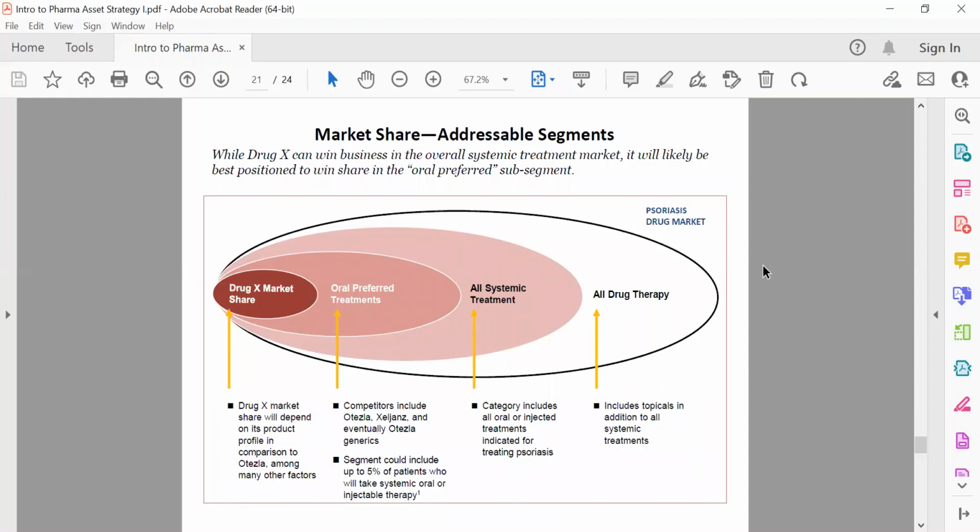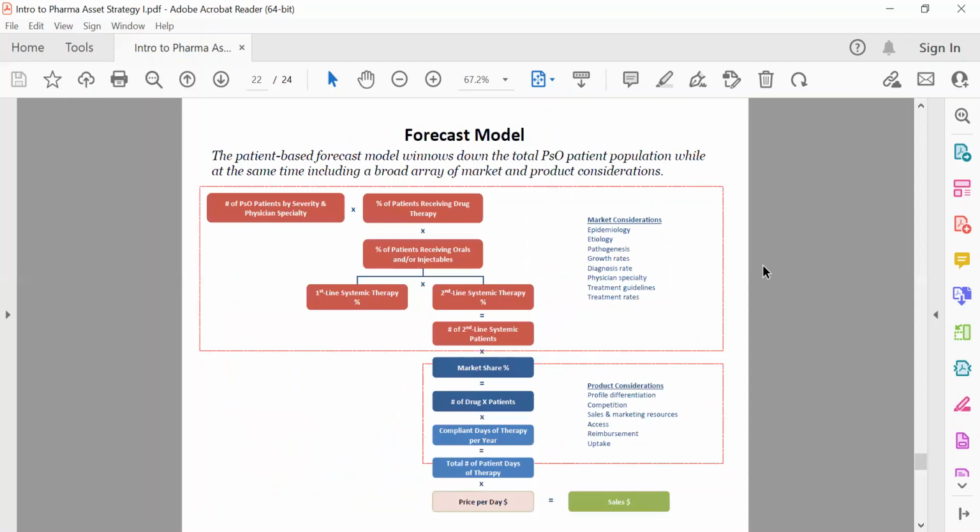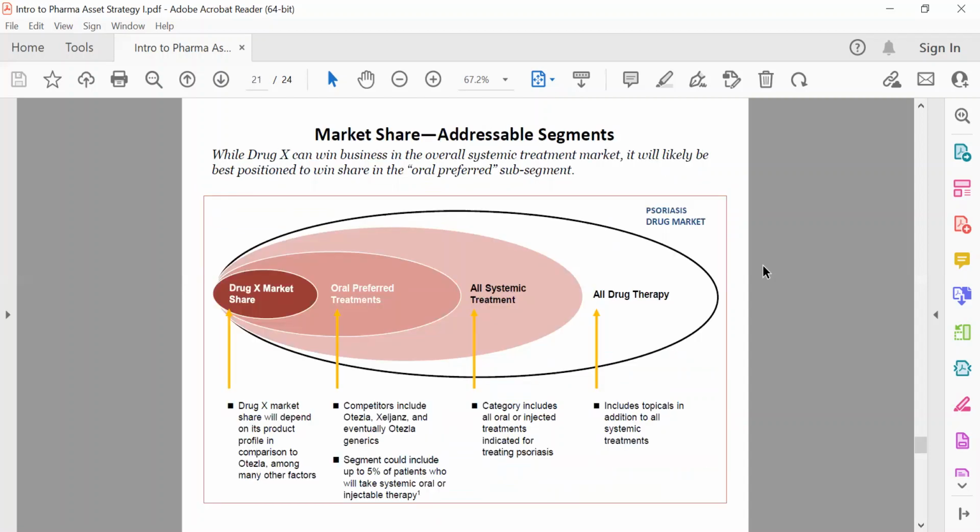As I said, at the conclusion of all this indication analysis, you're going to have to figure out the fraction of the market that the drug can take, its market share, right? So if you go from right to left on this slide, that's all drug therapies. Systemic therapies are a small portion of that, oral preferred treatments are a smaller portion, and then finally this drug is a small portion of that. This kind of visual gives you a perspective on what percentage of the market the drug is capturing as opposed to the entire market.